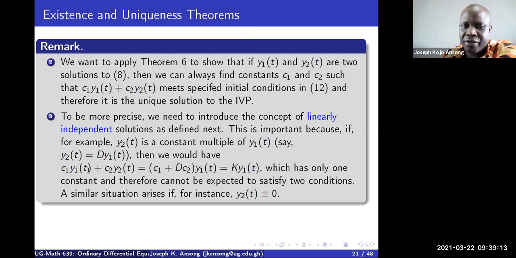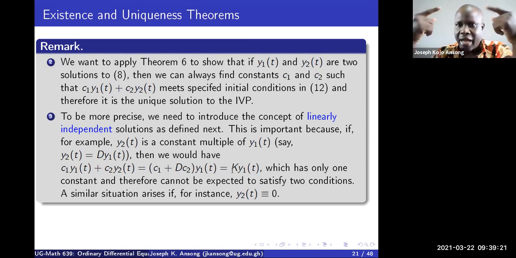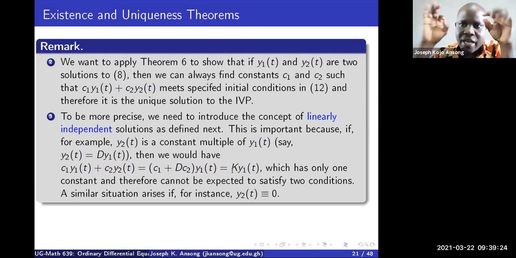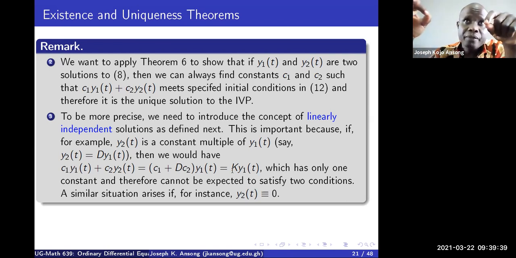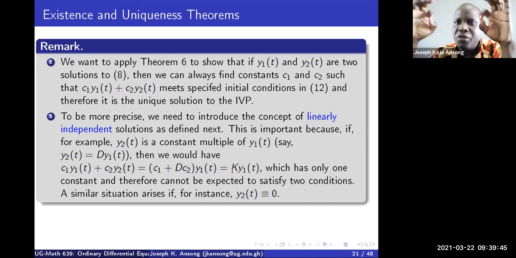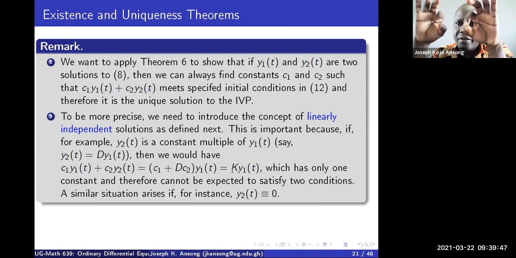Okay. In other words, I've reduced the general solution to this solution here. Now this solution here has only one constant, but the IVP has two conditions. So I don't expect just a single constant to satisfy those two conditions. And so if I have two solutions and they are dependent on each other, one is a constant multiple of the other solution, then I can't use those two solutions to form a combination. Otherwise, they will not satisfy the two conditions there.